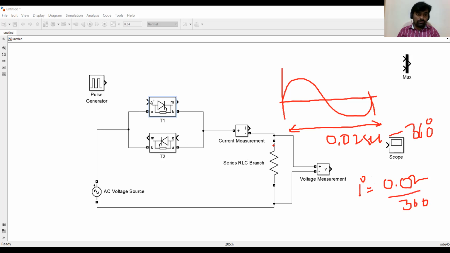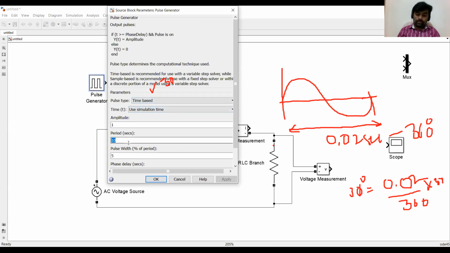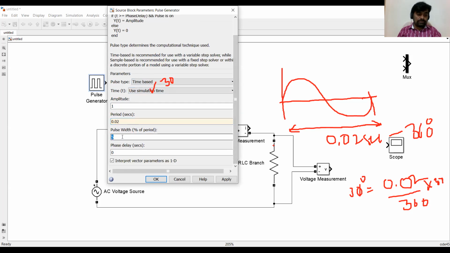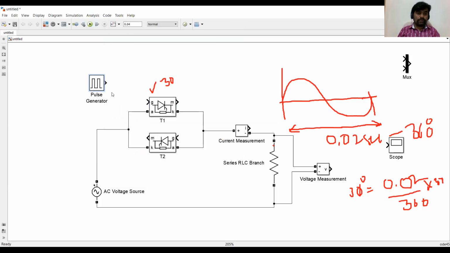Let us say if I want to fire this thyristor at 30 degrees, I need to multiply this by 30 degrees. So let me give the firing pulses here. The time period for 50 Hz is 0.02 second. Pulse width I will take 2%. And the time delay is the main criteria you need to set. It is 0.02 multiplied by 30 degrees, divided by 360 degrees total time period.